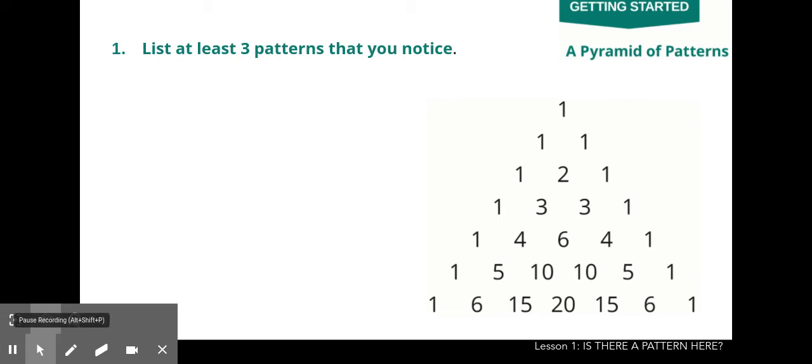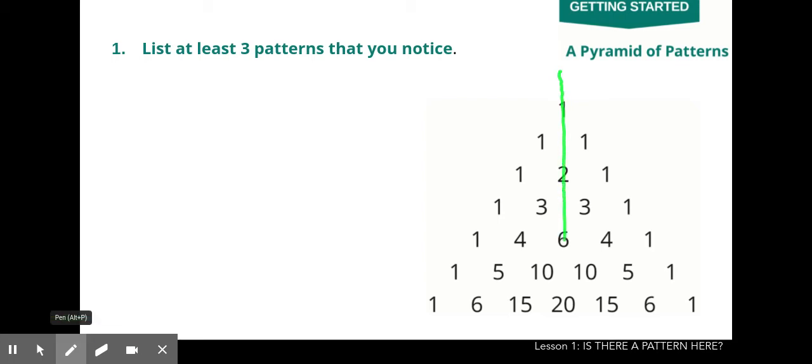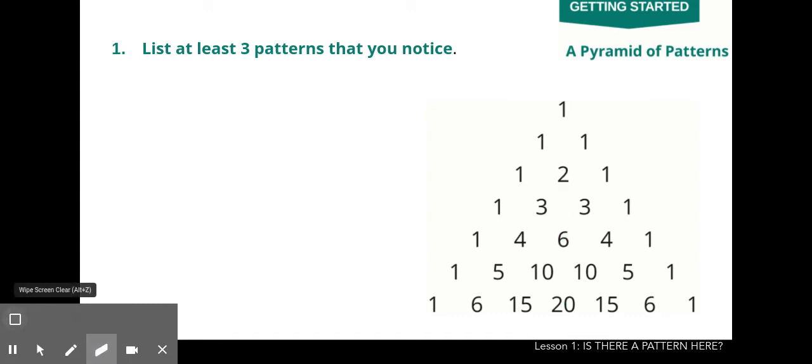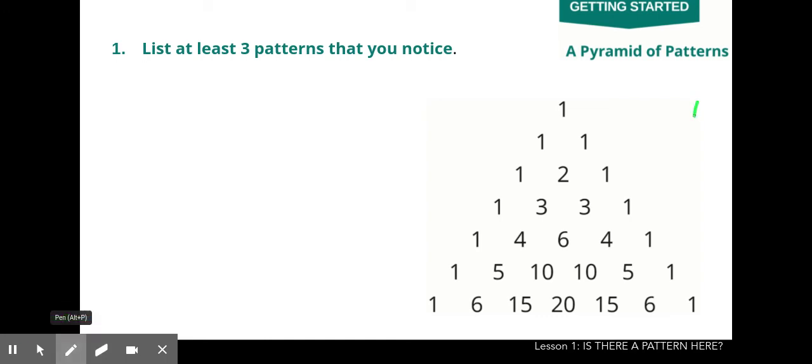Well, for me, the first thing that I notice is that this is organized in kind of a symmetrical way. So if I draw a vertical line down the middle, everything that happens on the left side of that line is mirrored on the right side of the line. That's the first thing that comes to mind for me. The next thing that comes to mind for me is the number of terms in each row. In the first row, there's 1 term. In the second row, there's 2, then 3, then 4, 5, and so on. So we're always adding 1 more number or term in the subsequent row.